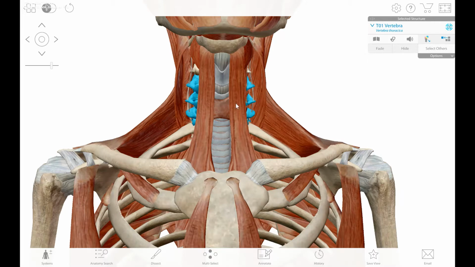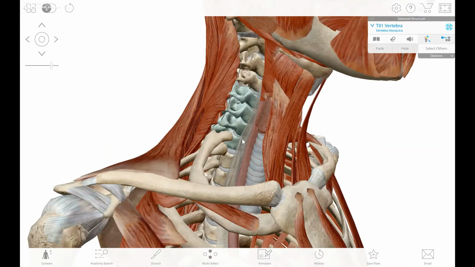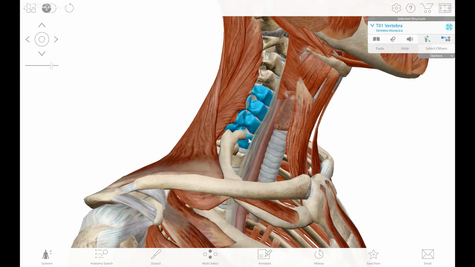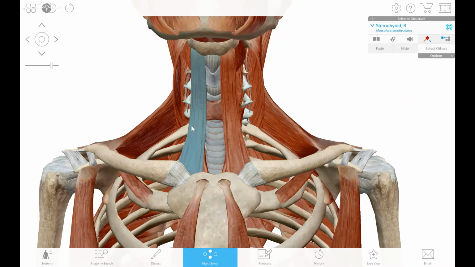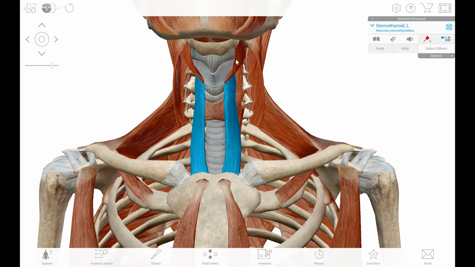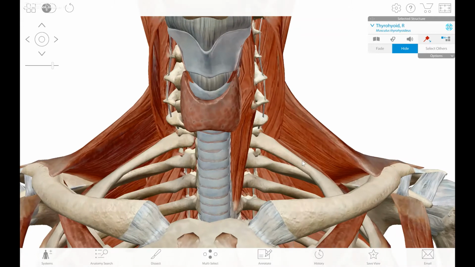The thyroid gland is found posterior to the infrahyoid muscles at the level of C5 to T1. If we get rid of the sternohyoid, sternothyroid, and thyrohyoid muscles, we can see it better. So here we have the thyroid sitting in the pretracheal layer of the deep cervical fascia. It has a right and a left lobe, which are connected by the isthmus.